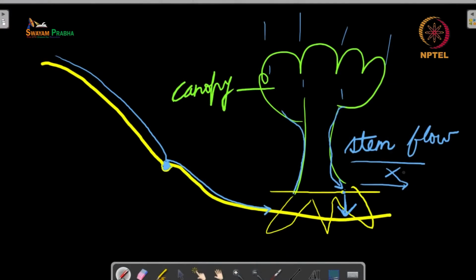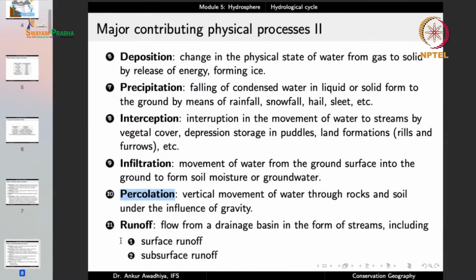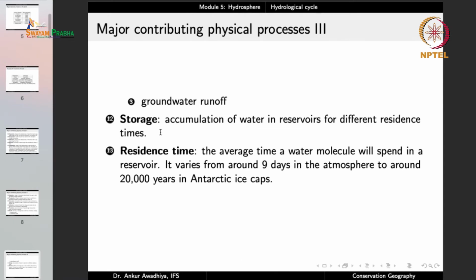So once this water has entered into the soil here in the form of infiltration, now it is moving down under the influence of gravity, and this is percolation. Next we have runoff, which is flow from a drainage basin in the form of streams, including surface runoff, subsurface runoff and groundwater runoff. So essentially, when we talk about the movement of water in the streams, then we are talking about runoff. Now this runoff can occur on the surface.